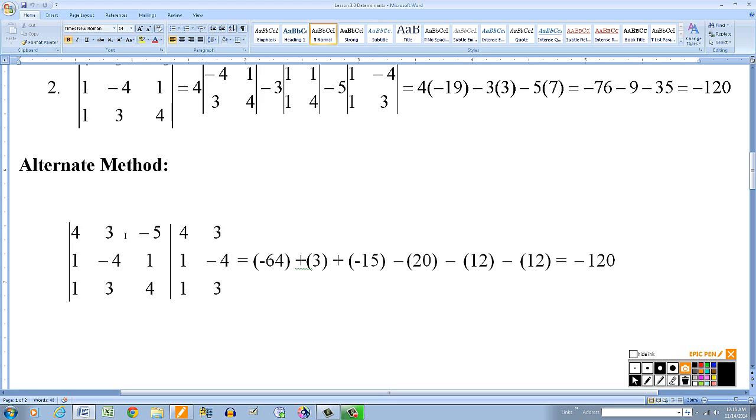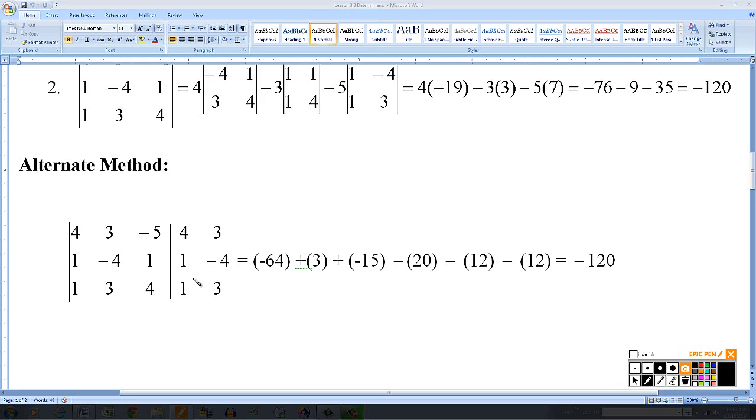And then basically the way it works is you're going to form 6 products. Okay, so starting in this upper diagonal on the left side, we're going to multiply this way here. So 4 times negative 4 times 4 is negative 64, plus, and then starting right here where the 3 is, and down the diagonal. So 3 times 1 times 1, that's 3. And then you go to the next one, negative 5 times 1 times 3, that's negative 15. Those are added.